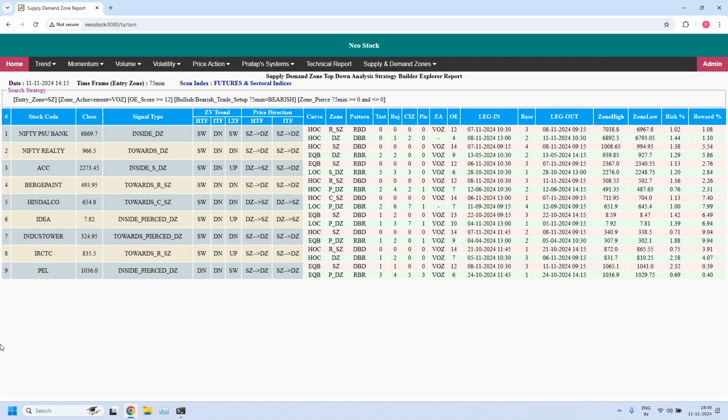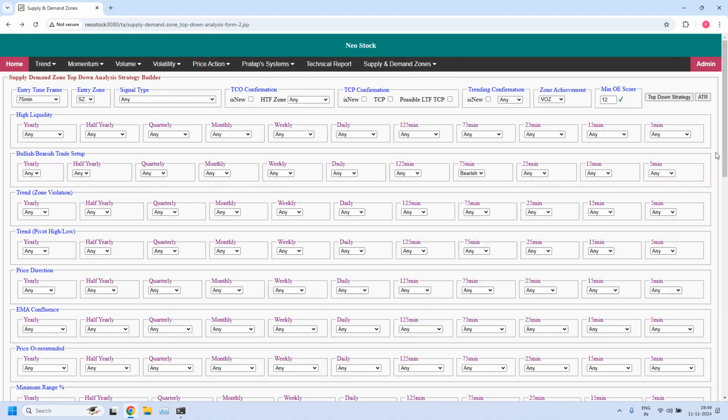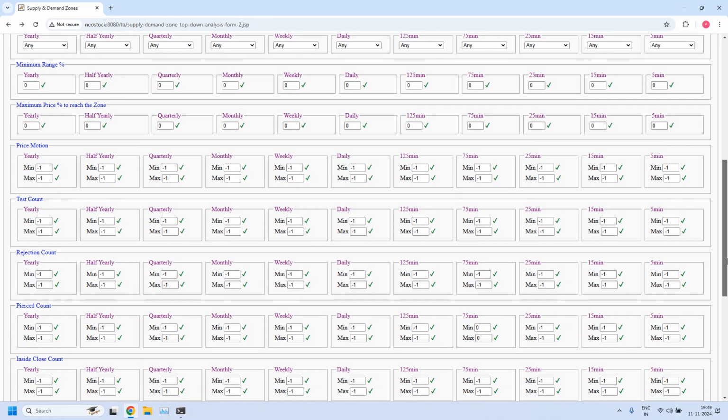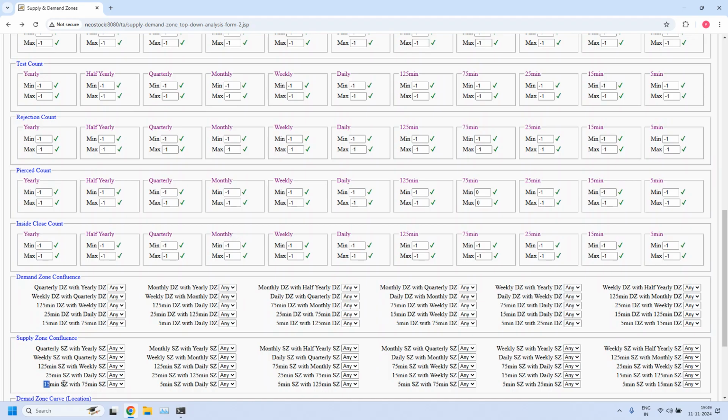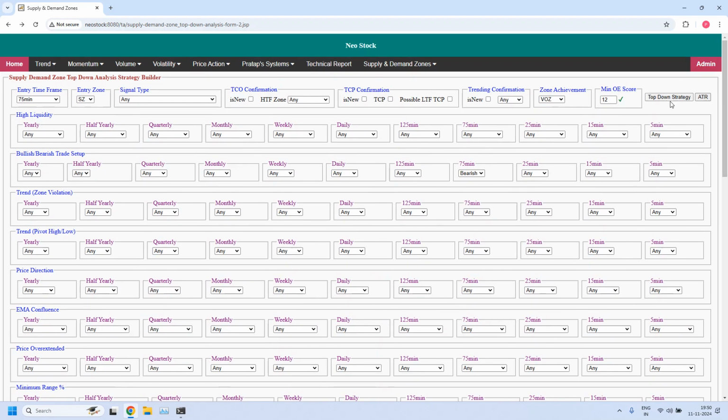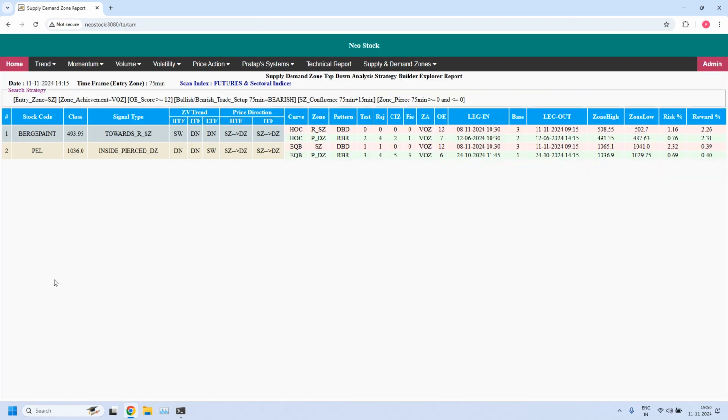In these 9 75 minute supply zones, there could be high probability supply zones available. Let's find them. First filter is based on LTF, ITF supply zone confluence. So 15 minute supply zone with 75 minute supply zone confluence is enabled. With this filter, we got 2 stocks.